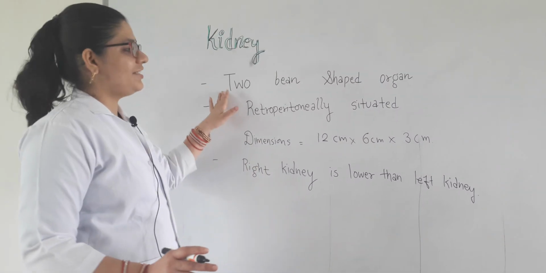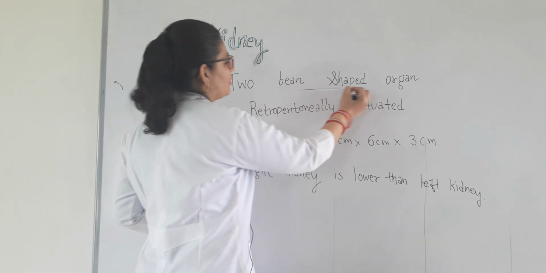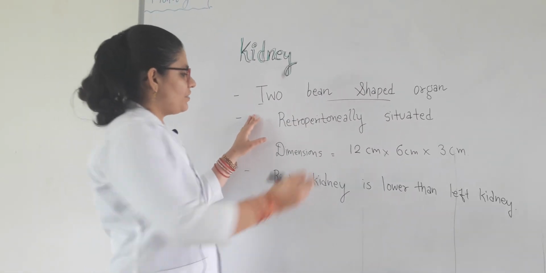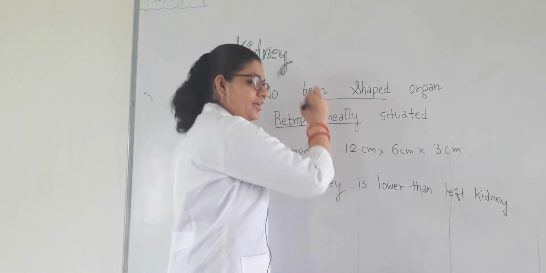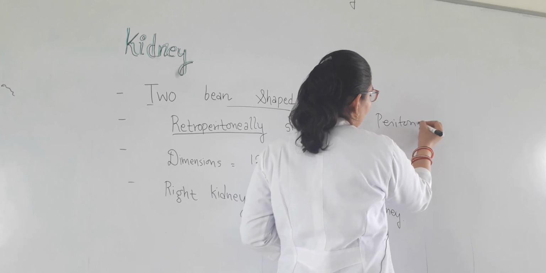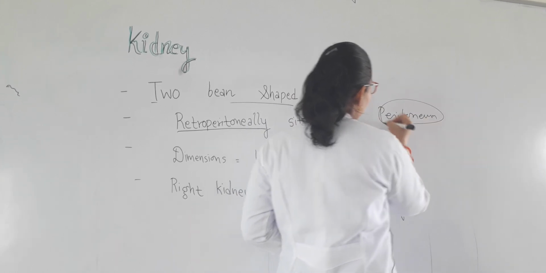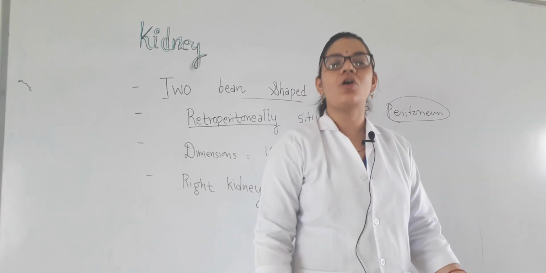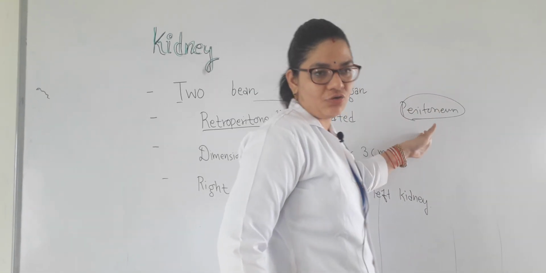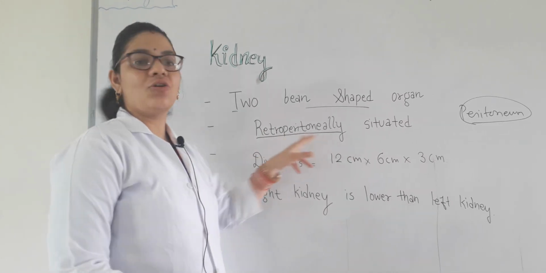As you can see, the kidney is a bean shaped organ, and there are two kidneys in our body, and it is situated retroperitoneally. It means it is present behind the peritoneum layer. This is a layer where all the abdominal organs are situated. So our kidney is present behind the peritoneum. That's why it is written retroperitoneal.